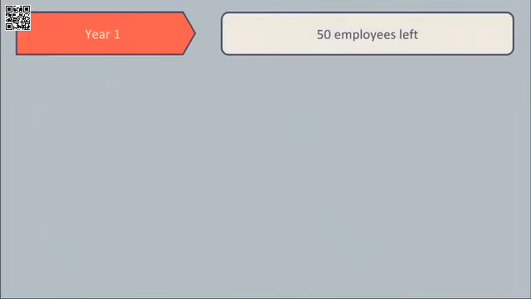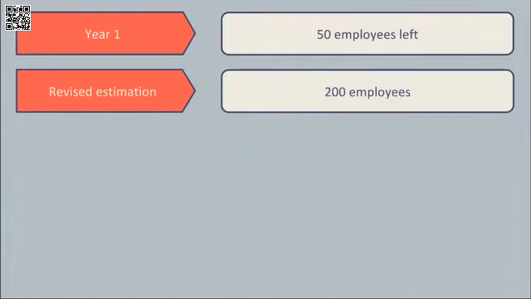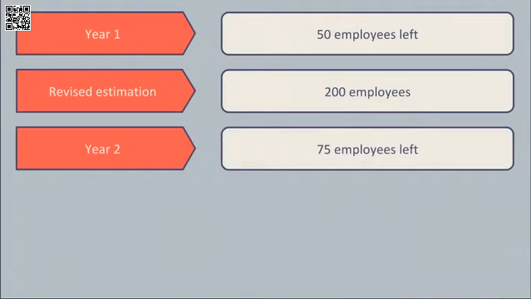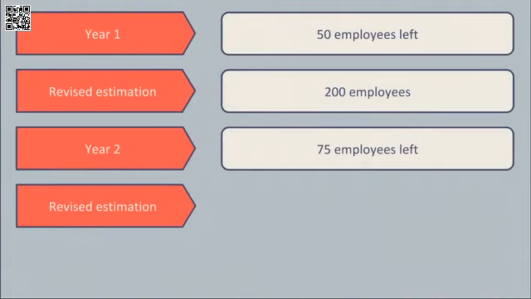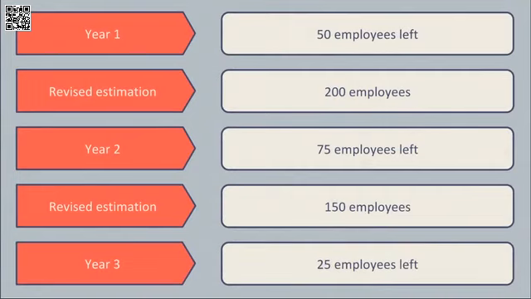In year 1, 50 employees leave, and management revised their original estimation to 200 employees will leave in the 3 years. In year 2, 75 employees leave, and management revised their original estimation to 150 employees will leave in 3 years. In year 3, 25 employees leave. How should these be recorded in the annual financial statements?